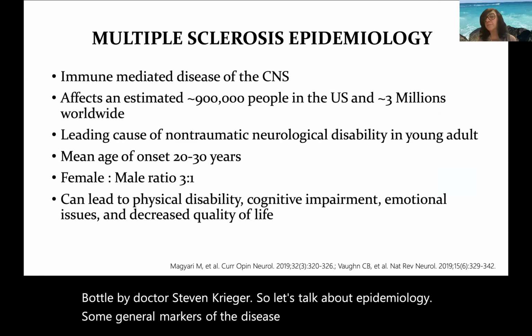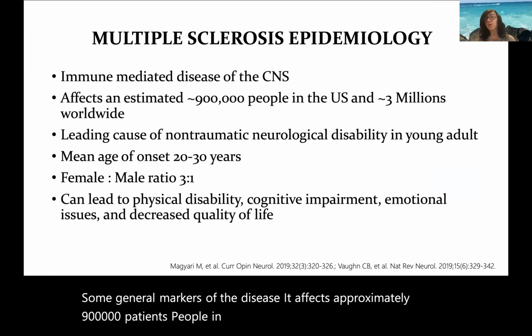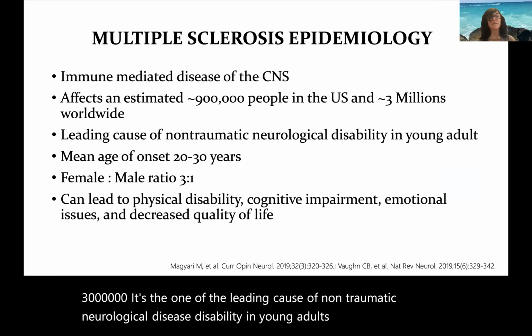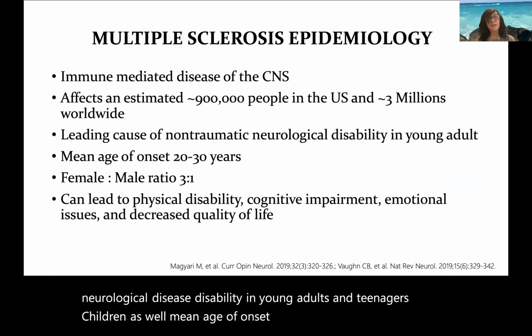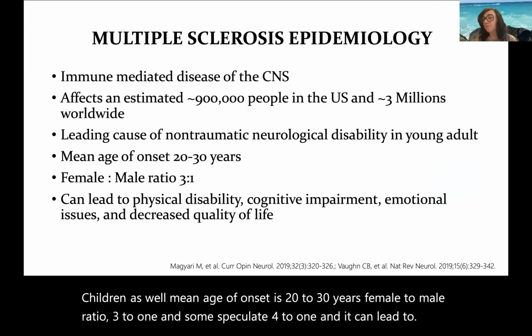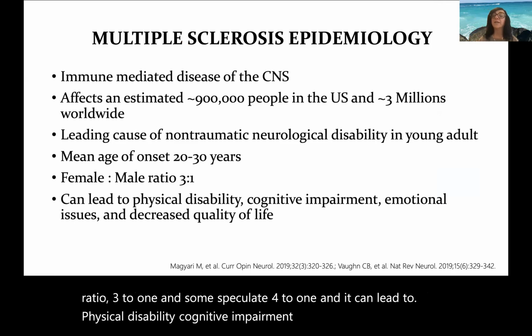It affects approximately 900,000 people in the United States, and worldwide about 3 million. It's one of the leading causes of non-traumatic neurological disability in young adults and teenagers, children as well. Mean age of onset is 20 to 30 years, female to male ratio 3 to 1, and some speculate 4 to 1, and it can lead to physical disability, cognitive impairment, emotional issues, and reduced quality of life.